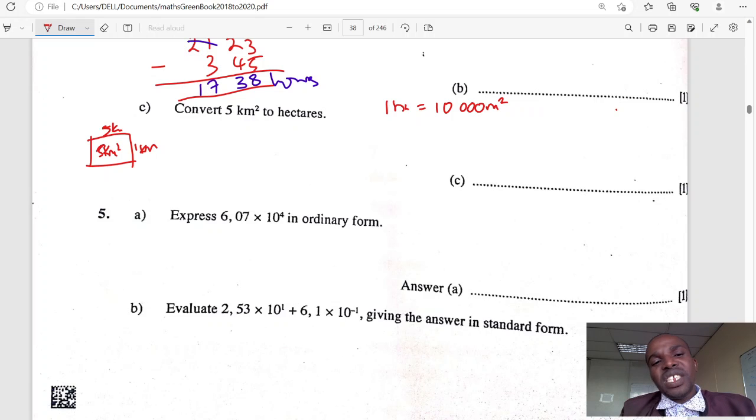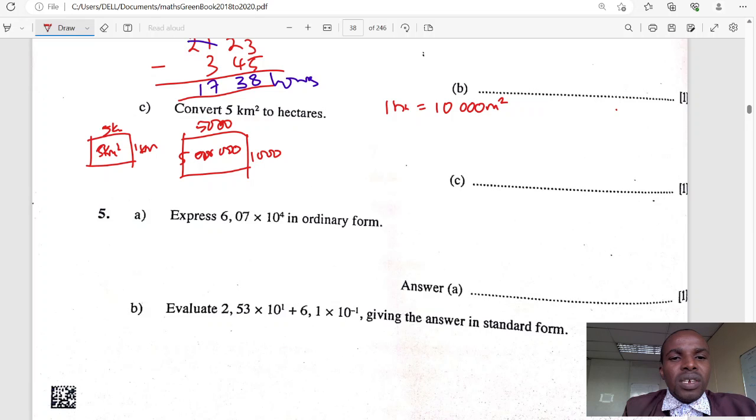So you change 5 kilometers to meters, so it will be 5,000. Then this one will be 1,000 meters. So if you say 5,000 times 1,000, what do you get? You get 5 million, and this will be in square meters. So 1 hectare is 10,000 square meters. What about 5 million square meters? Then it's obvious, it's more. Use proportion. So it will be 5 million over 10,000.